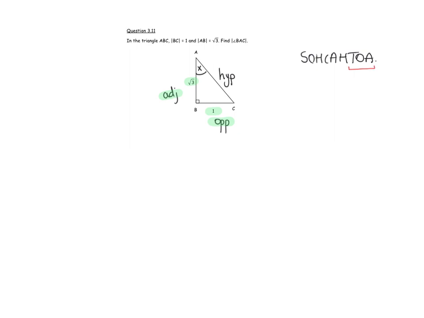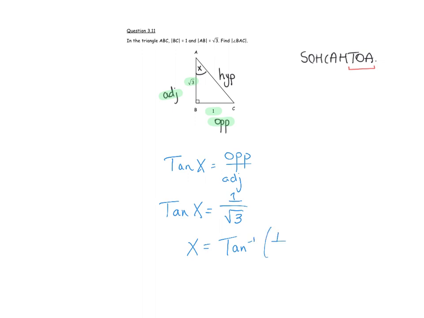We write that out, and it is the tan of x is equal to the opposite over the adjacent. So we have the tan of x is equal to the opposite, which is 1, over the adjacent, which is square root 3. So x then is going to be equal to the tan inverse of 1 over square root 3. So we get x is equal to 30 degrees. And that's the answer for question 3.11.